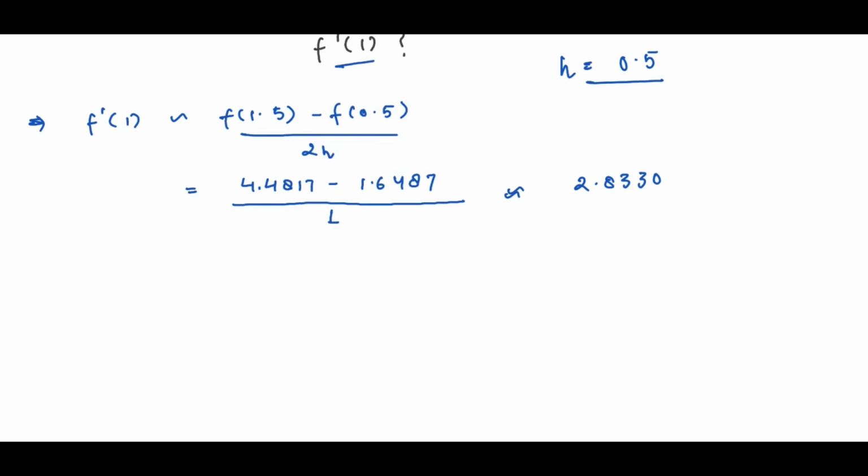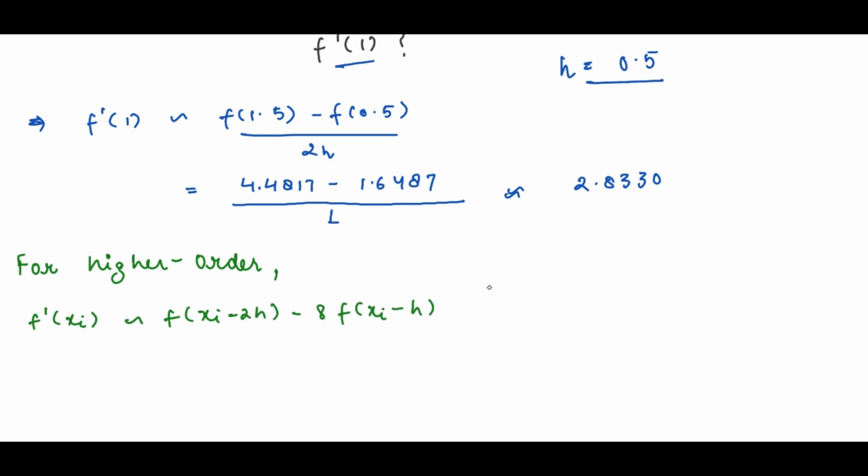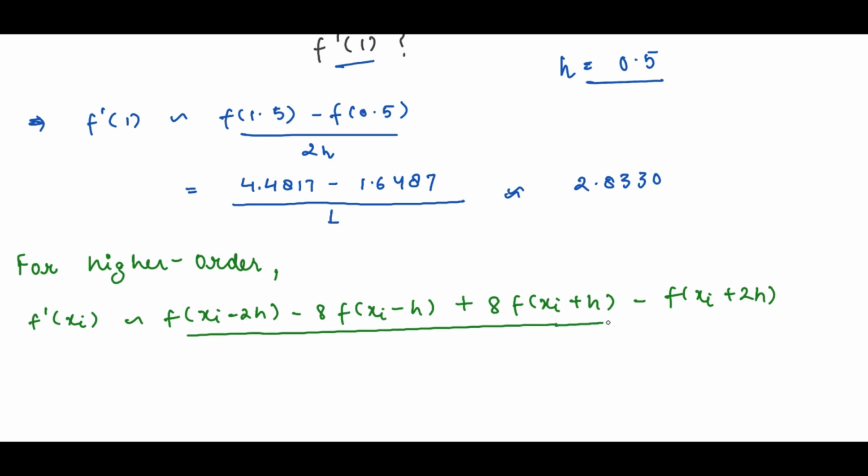So the basic central difference formula is actually second order accurate, but we can obtain an even more accurate approximation by including additional terms. So this higher order central difference formula becomes f'(xi) approximately equals f(xi - 2h) minus 8 times f(xi - h) plus 8 times f(xi + h) minus f(xi + 2h), divided by 12h, with the truncation error of order h to the power 4.